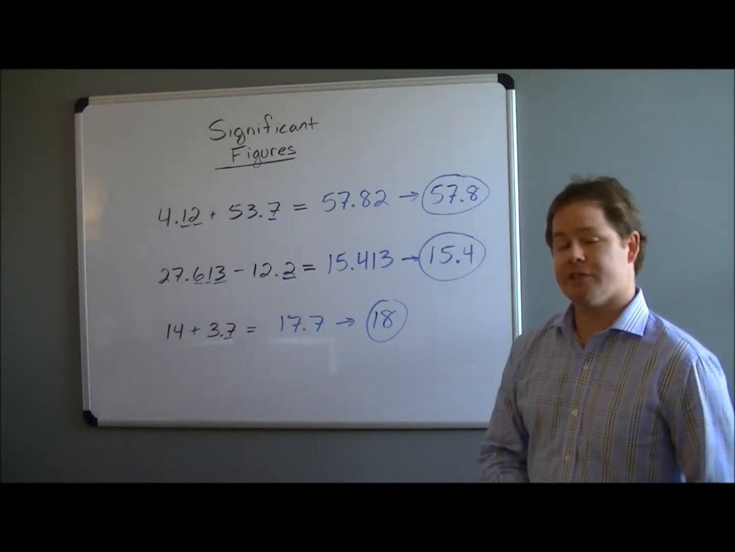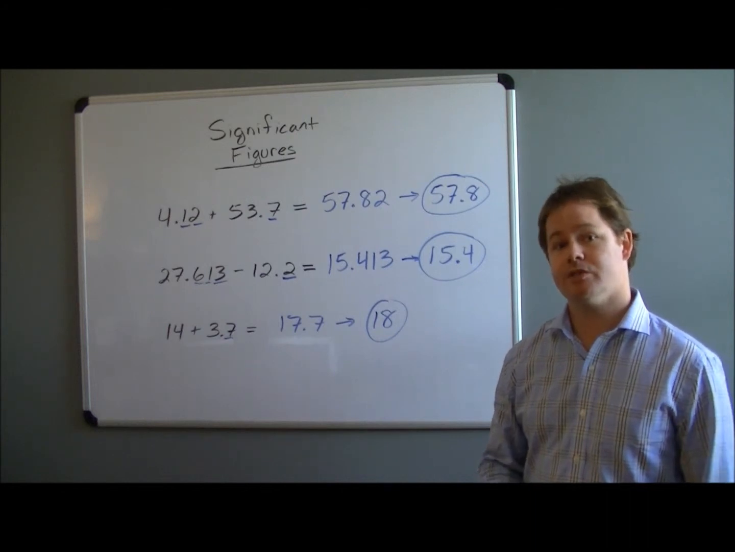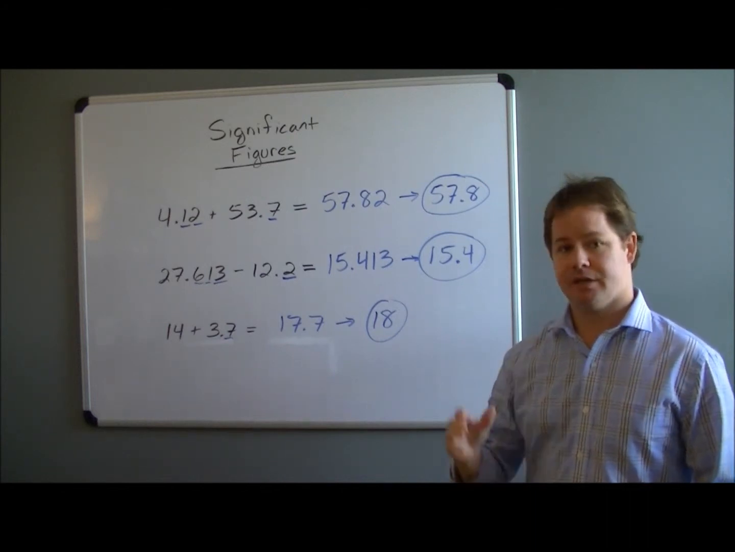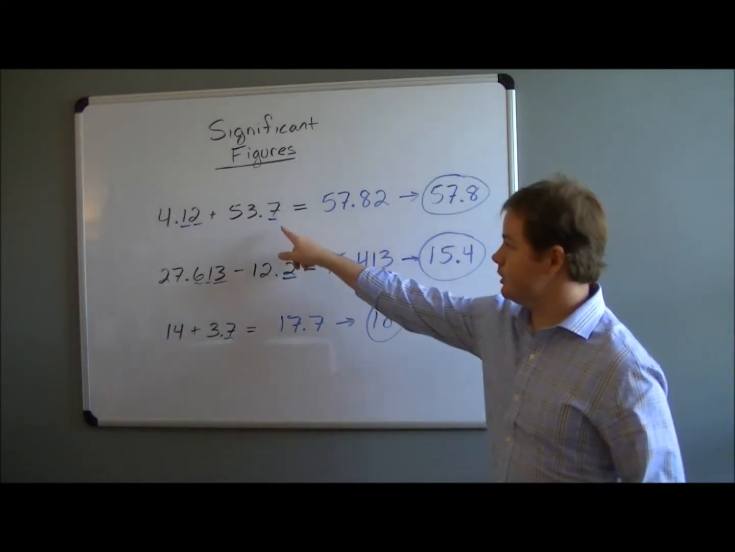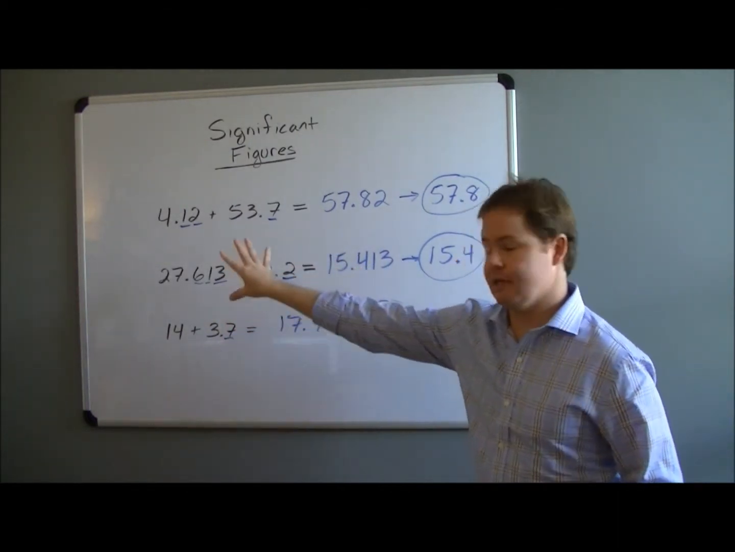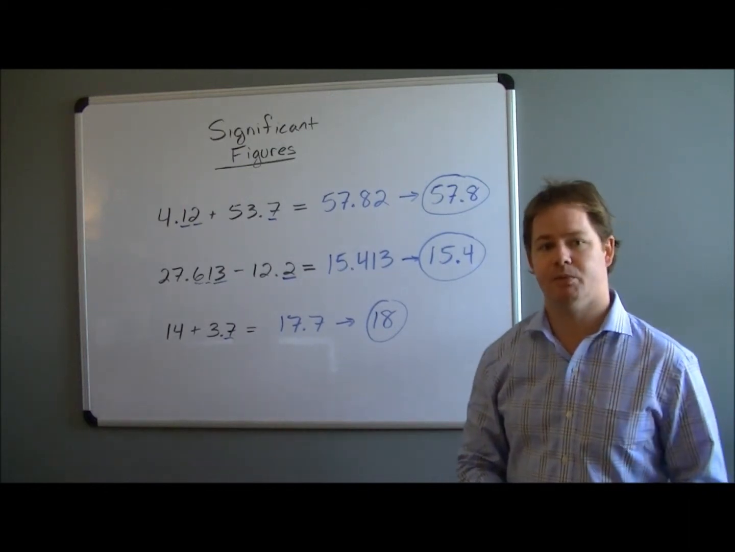So when dealing with significant figures, if it's addition and subtraction, make sure you go through once and do the exact math, and then go back through and make sure you write your final answer with the fewest number of decimal places of any individual term or number in the problem that you're working with.